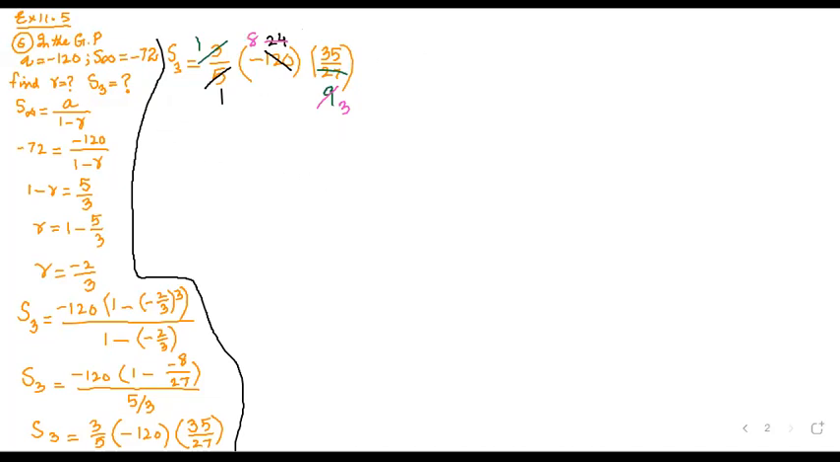So finally S3 is coming out as 8 fives are 40, 280 upon 3, with a minus sign, or in a mixed fraction, this will become minus 93 and 1 upon 3. And this is the answer.